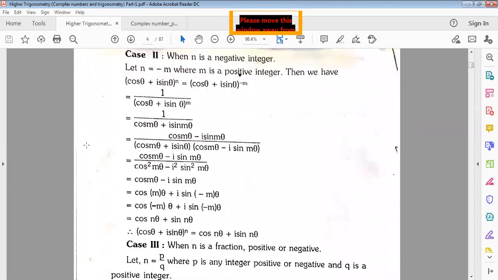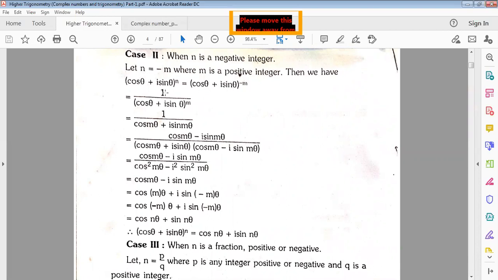Understand? Now for case 2, when n is a negative integer, what will be the statement of the theorem? Let n equal minus m, where m is a positive integer. Then (cos theta + i sin theta) to the power n equals (cos theta + i sin theta) to the power minus m, just putting n equals minus m in the first case.